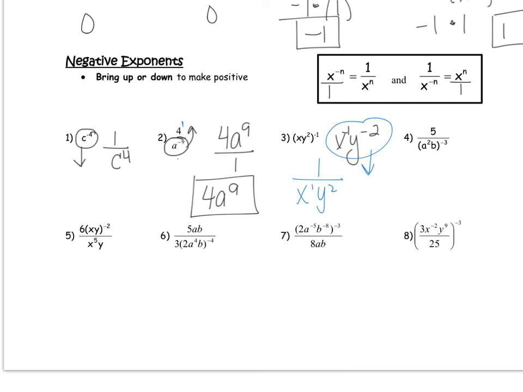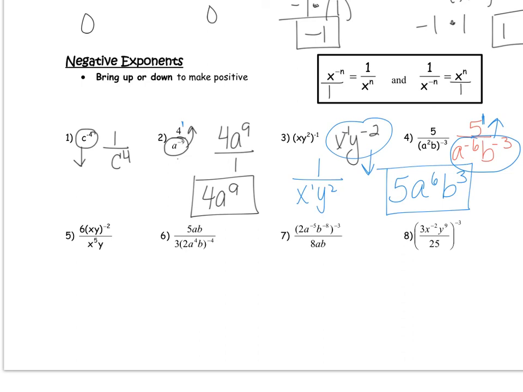Same thing with number 4. Let's distribute this power first. So 5 over a to the negative 6, b to the negative 3. Now, both of these powers are negative, so these have to go upstairs. 5 has a power of 1. That's positive. That goes nowhere. So 5 stays on top, and it's being joined with a to the 6th, b to the 3rd. You could write over 1 if you want to, but that's unnecessary.